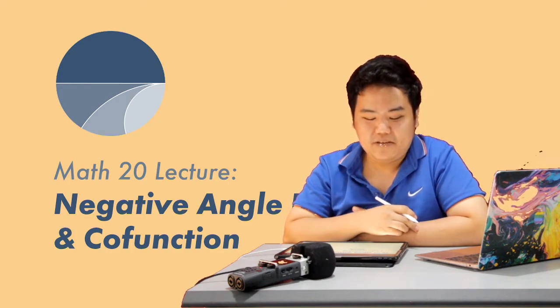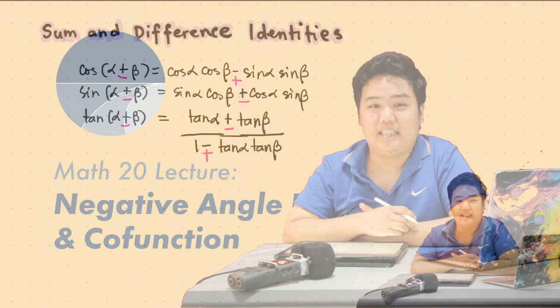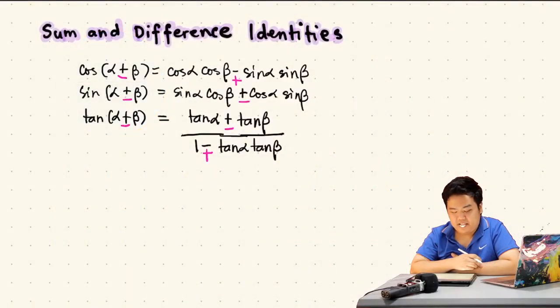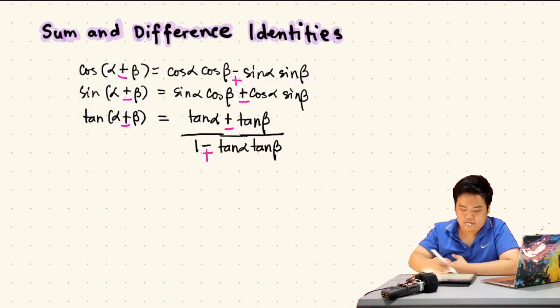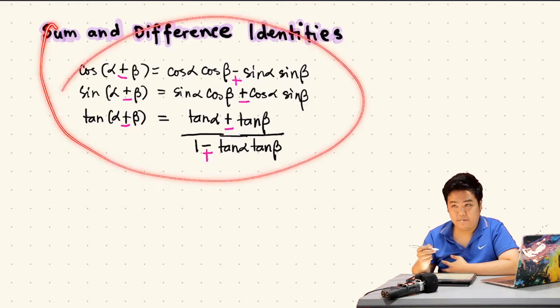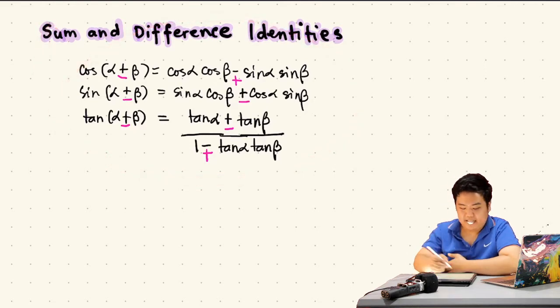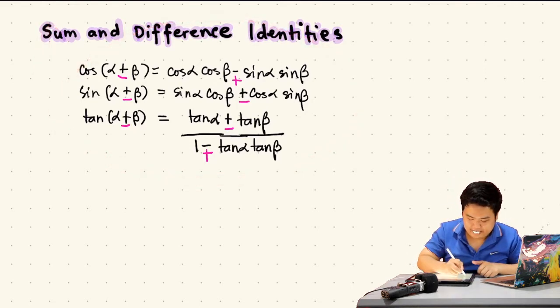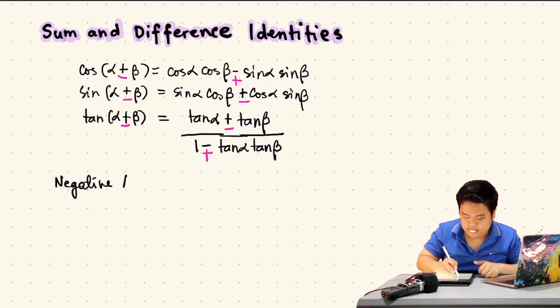Okay, so manggagaling ulit sila sa sum and difference identities. Sabi ko naman sa inyo na super important nito. Okay, so i-derive natin yung mga negative angle identities. Ano may sinasabi ng negative angle identities?